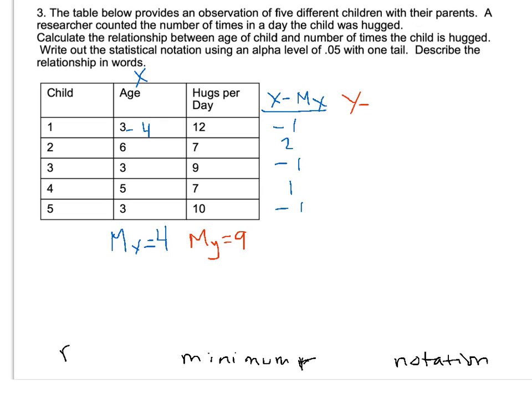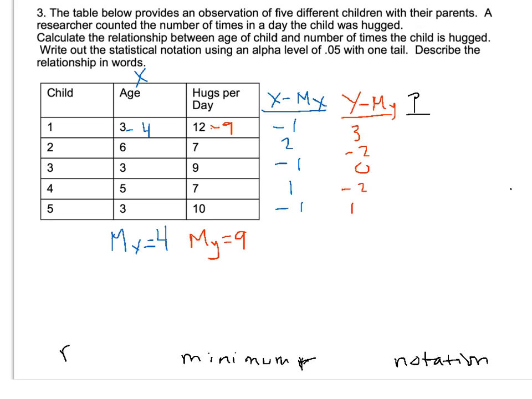So I'm going to do Y minus MY. And I'm doing, for example, 12 minus 9. So I have 3, 5, I'm sorry, -2, 0, -2, 1.